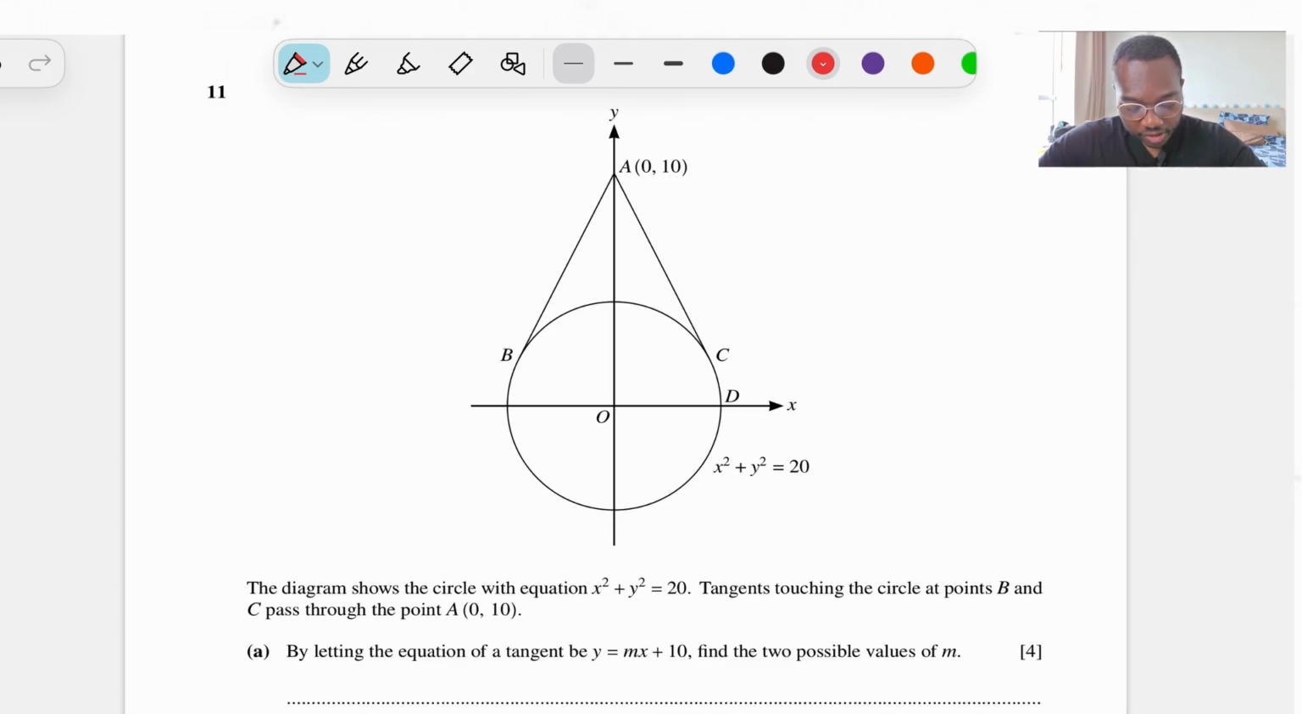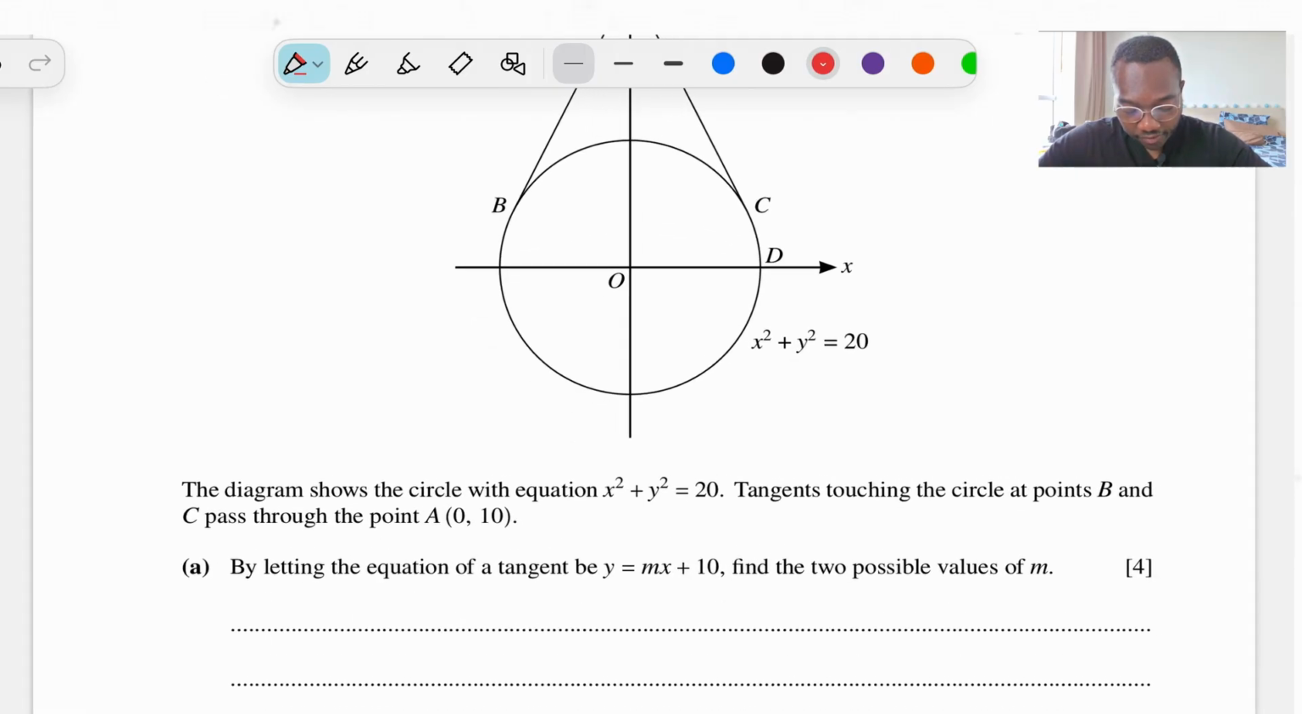So they've actually given us the equation of the tangent. We know that it's mx plus 10. Because they've given it to us, we can just substitute that into the equation of the circle, because they intersect, and that will give us some type of equation in terms of m. So let's just do that first.